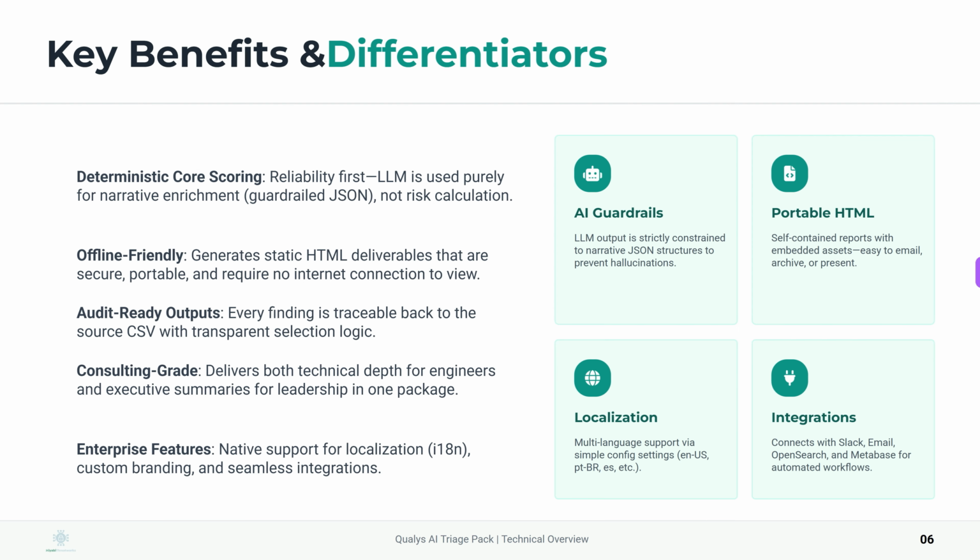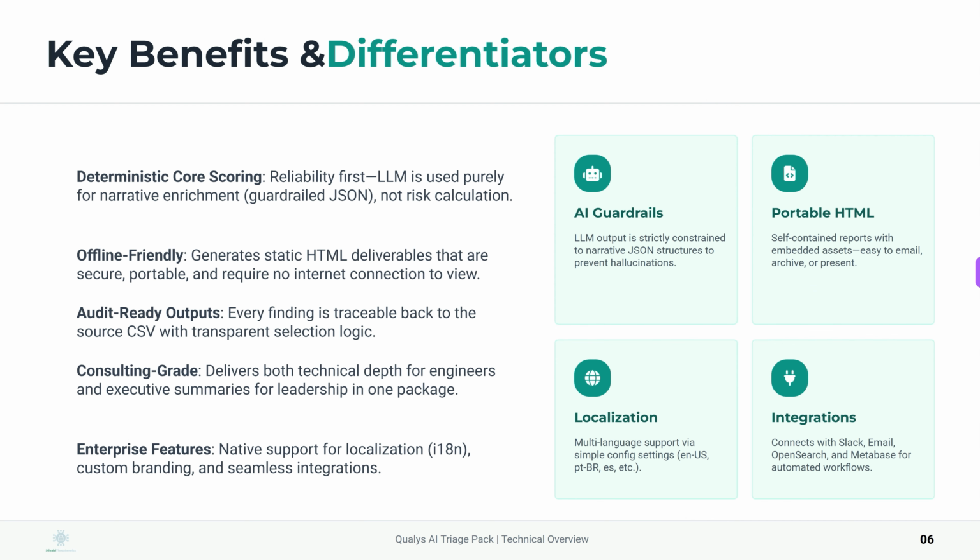Then we have audit-ready outputs. Every finding in the report can be traced back to the source CSV row, and the selection logic is transparent. This is critical for regulated environments and mature security programs. You need to answer, why was this prioritized? And where did this data come from? without relying on tribal knowledge or manual spreadsheet steps.